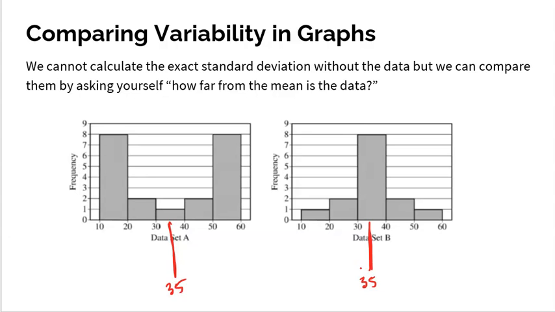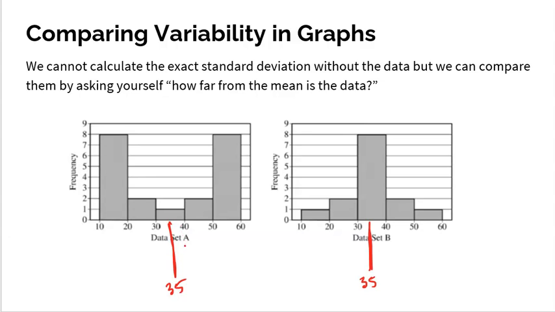But I would bet that 35 is a pretty good approximation for the mean and the median of both sets of data. Because when your data is symmetric, the mean and the median are going to be right in the middle. All right, but what about the spread?